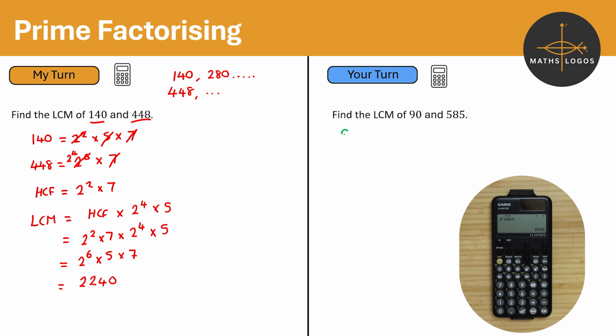Okay, let's go through it. Let's start with our prime factorized versions of 90 and 585. And we can just use what we had in the previous question. So let me quickly write that down. Okay, so there we have our prime factorized versions of 90 and 585.